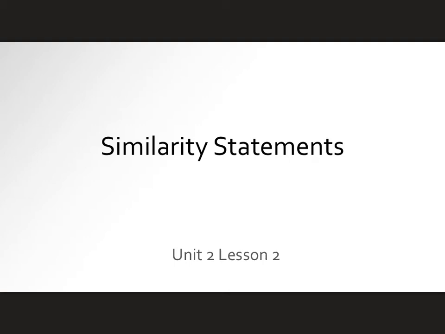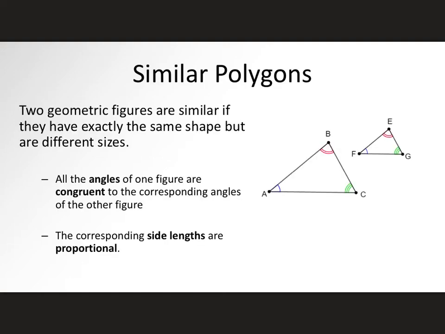In this lesson, we are going to talk about similar figures and similarity statements. Two geometric figures are similar if they have exactly the same shape, but are different sizes. There are two factors that contribute to this. First, all of the angles of one figure are congruent to the corresponding angles of the other figure, and all the corresponding side lengths are proportional.